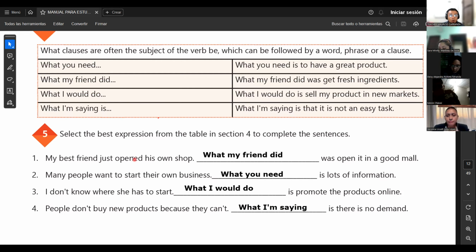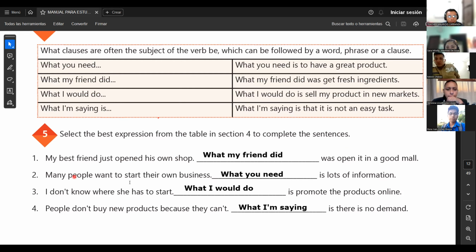And now we're gonna check some words that we need to rehearse, okay? So repeat after me. Open. Open. Own. Own. The other one was business. Business. Would. Wood. Promote. Promote. And there is no demand. No demand. Demand. Okay, did you find new words?